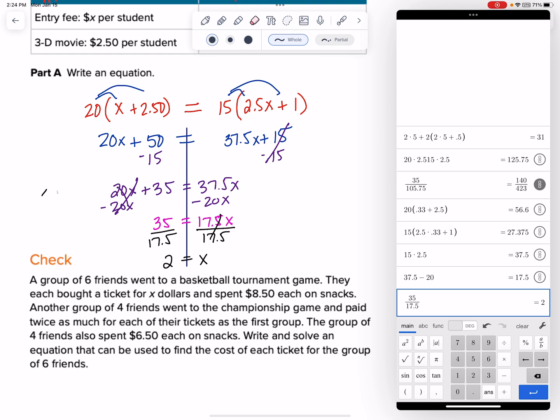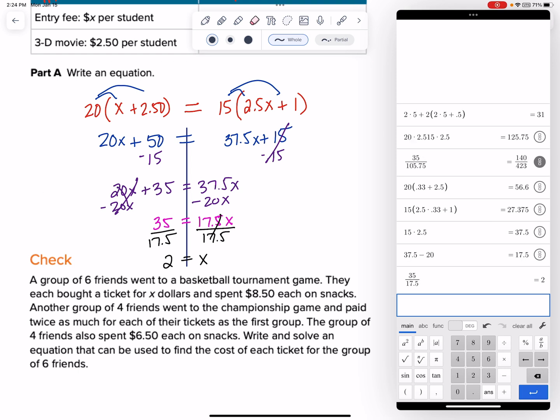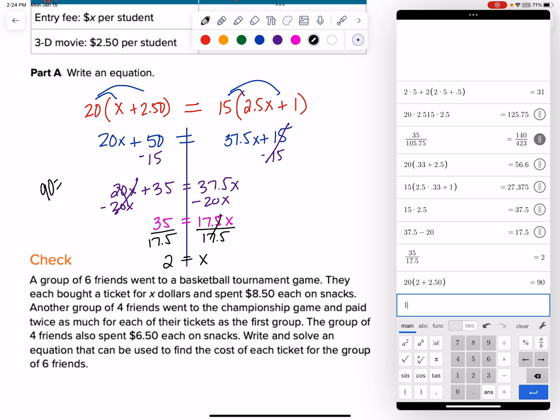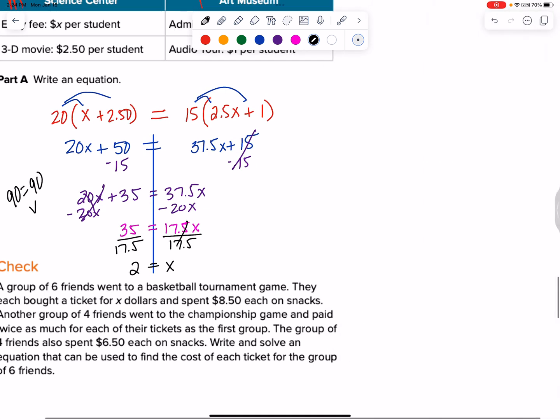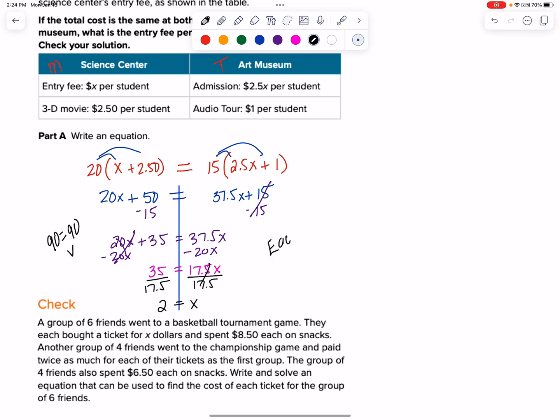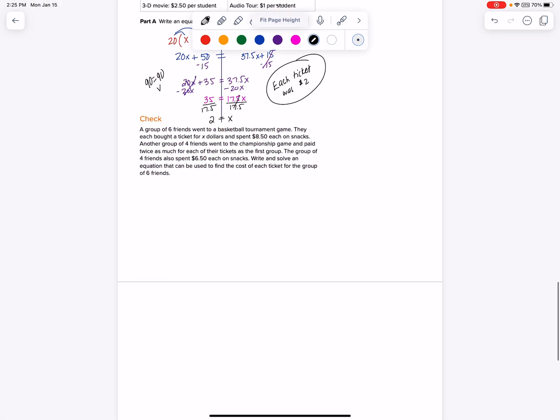All right, so let's plug this in and make sure they match, because we definitely want to move on with correct work. So 20 times the quantity of 2 plus 250. So we're saying 90 on the one side. Let's test the bottom. 15 times the quantity of 2.5 times 2 plus 1. And there we go, 90 and 90. So it checks out. All right, so how much was each ticket? Each ticket was $2.